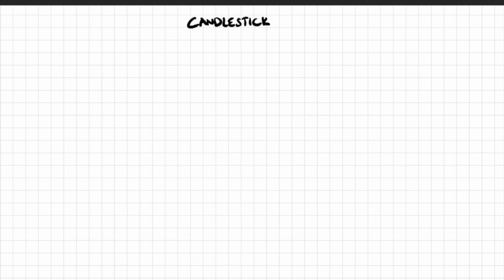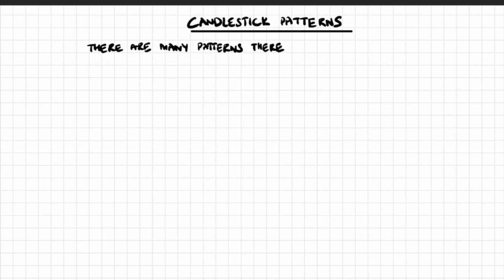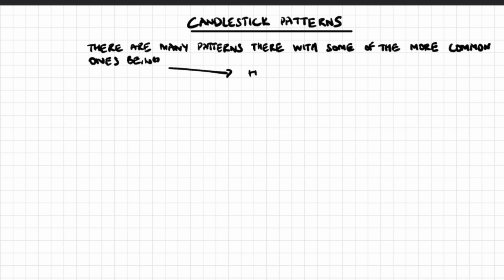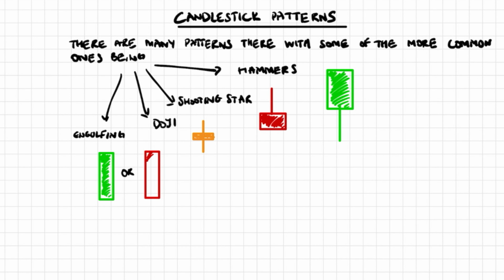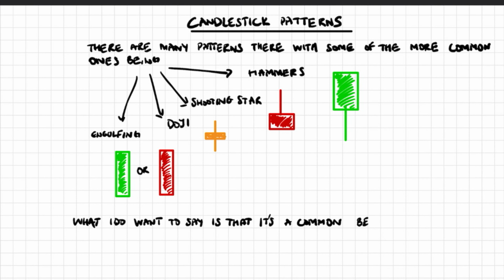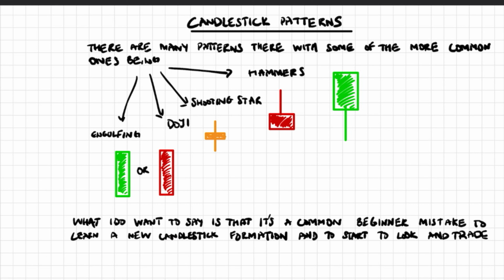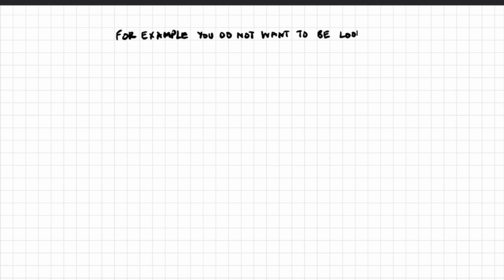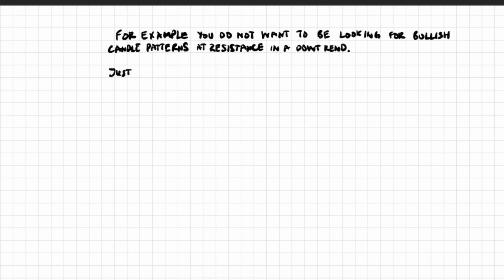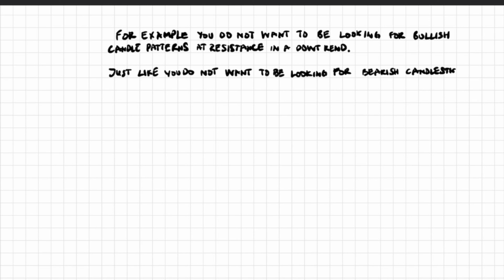Candlestick patterns. There are many patterns out there, with some of the more common ones being hammers, shooting stars, dojis, engulfing, with many more. What I do want to say is that it's a common beginner mistake to learn a new candlestick formation and start to look and trade it all over the chart without any context, quickly blowing your account. For example, you do not want to be looking for bullish candle patterns at resistance in a downtrend. Just like you do not want to be looking for bearish candlestick patterns at support in an uptrend.